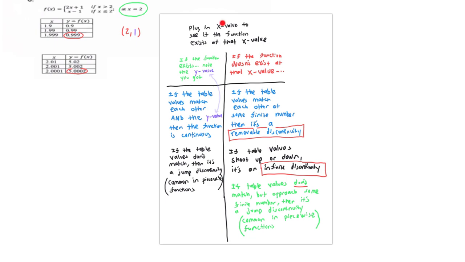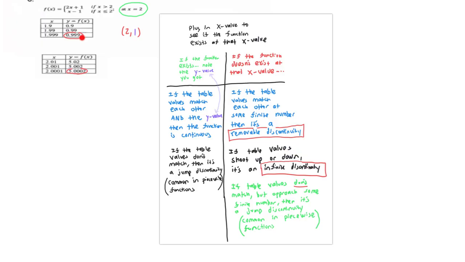If you plug in the x value and it finds out that the function doesn't exist, that lands you in this column. The function doesn't exist at that x value. If the table values match each other at some finite number, then it's a removable discontinuity. We already did that. If the table values shoot up or down, it's an infinite discontinuity.